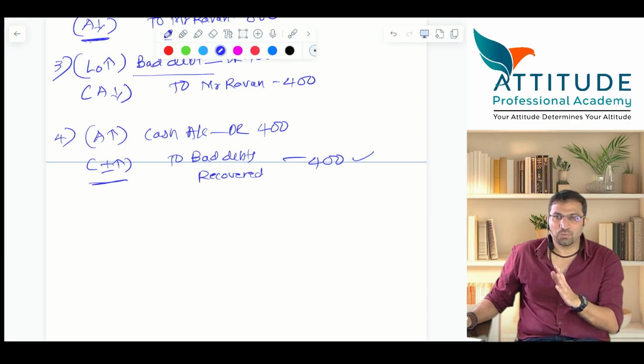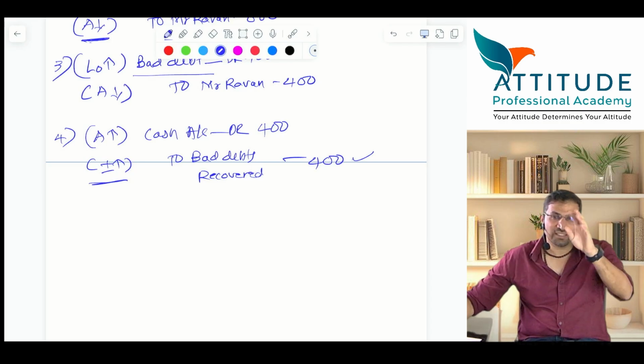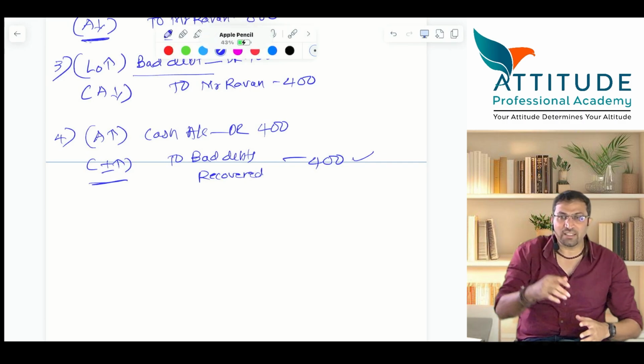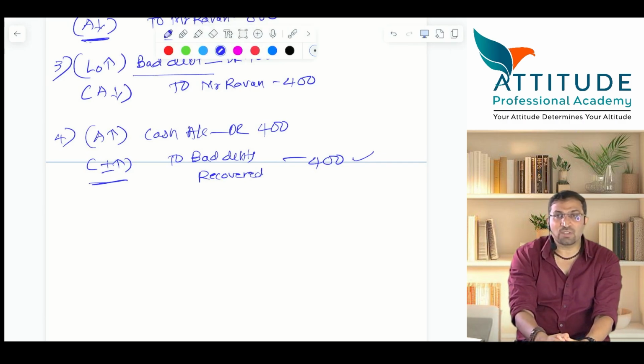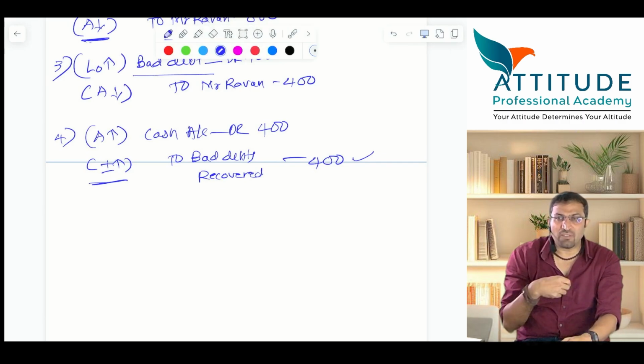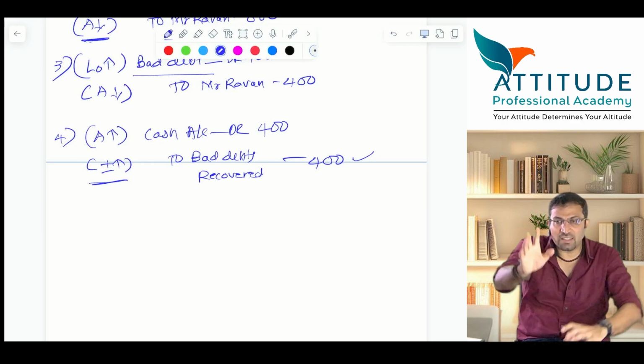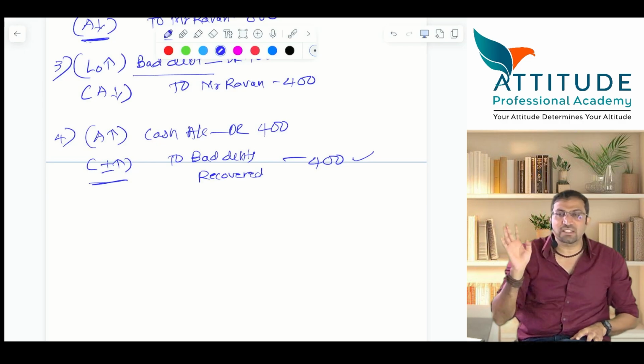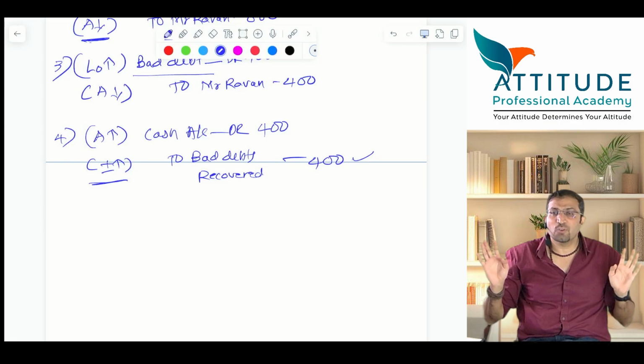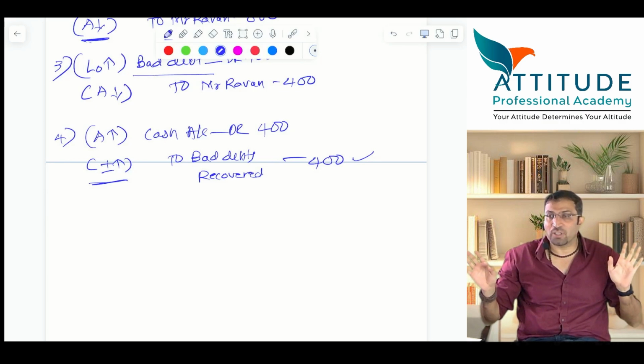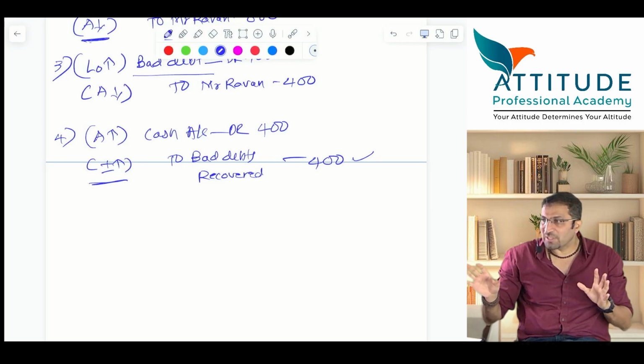No. See, what he's asking, guys, hear it carefully. Rupikul is saying, sir, Ravan has to pay me 1,000. So Ravan comes to you and says, I can pay you only 600. I can't pay how much? 400. Now, if Ravan says, I can't pay 400, it means that he's in trouble.